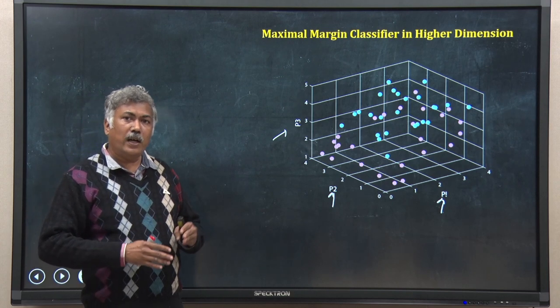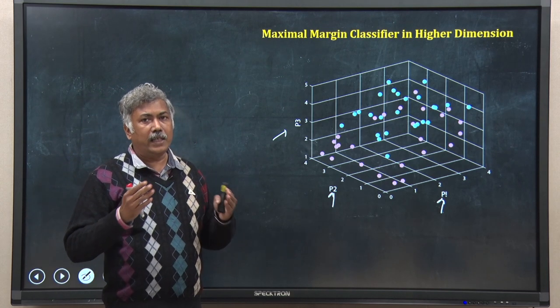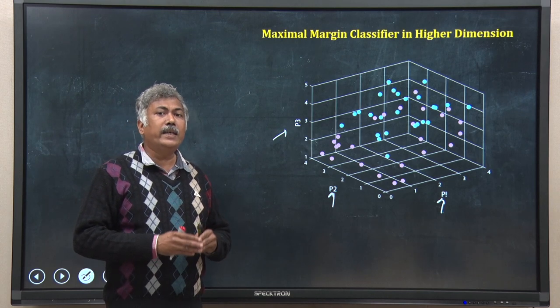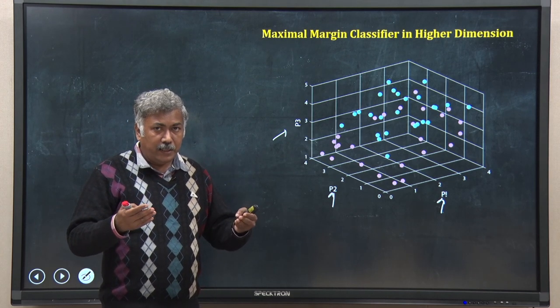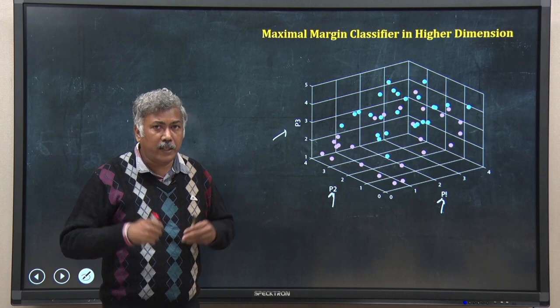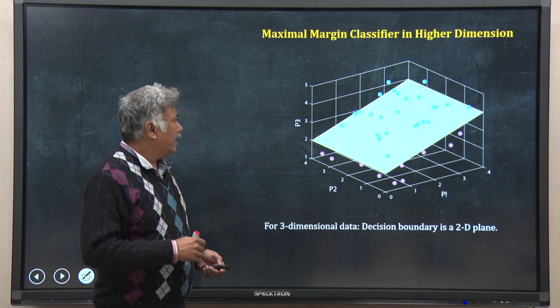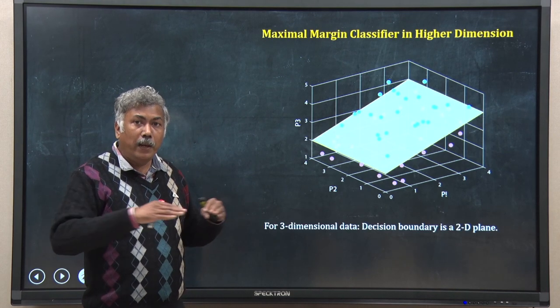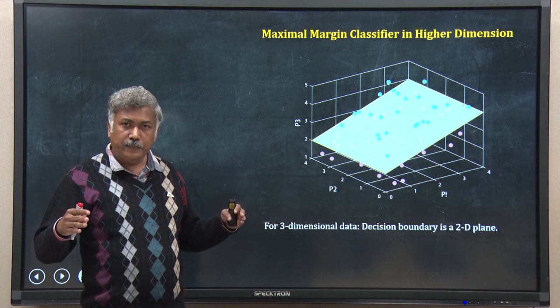In this case also, I can use the maximal margin classifier principle to maximize the margin. But what would be the shape of the decision boundary? In this case, the shape of the decision boundary will be a plane. It will be a two-dimensional plane.